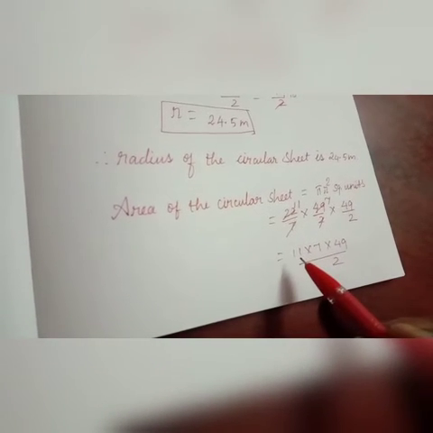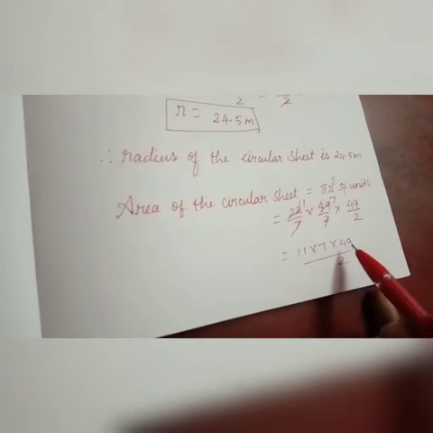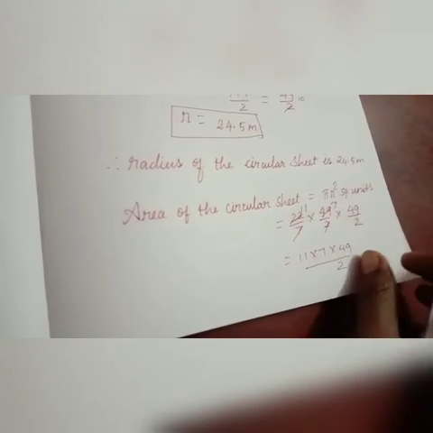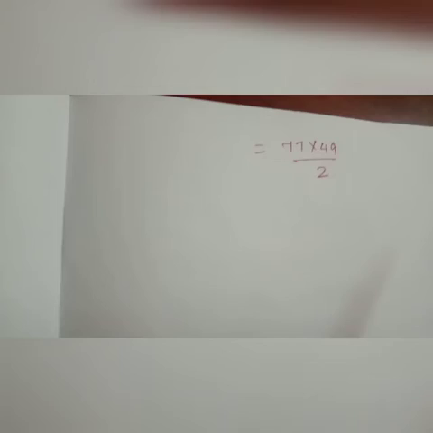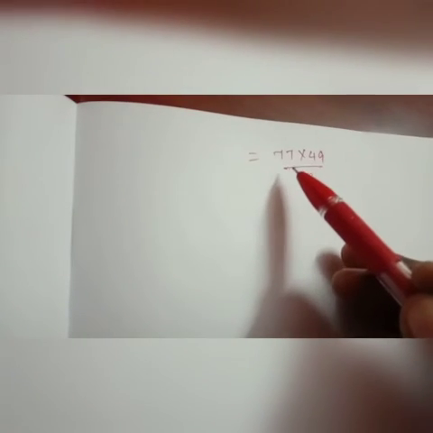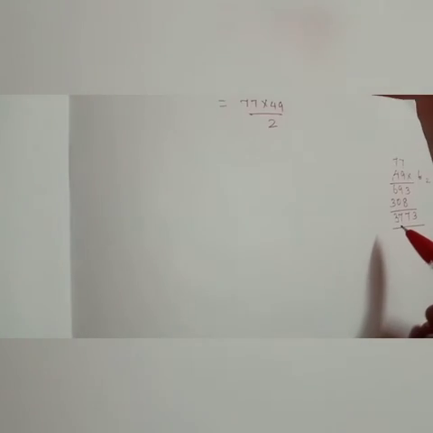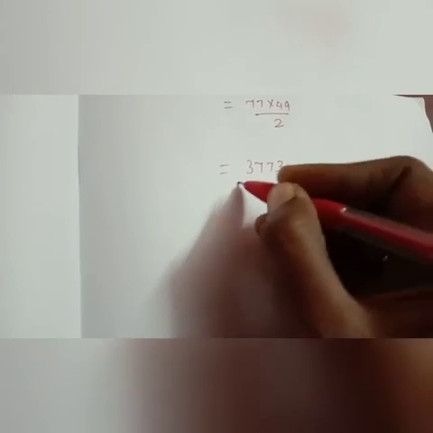Here we have to multiply 11 with 7. Then we have to multiply with 49. Finally we can divide by 2. 11 7s are 77. 77 into 49/2. If we multiply 77 with 49, we get 3773. So 3773/2. Now we have to divide this by 2.